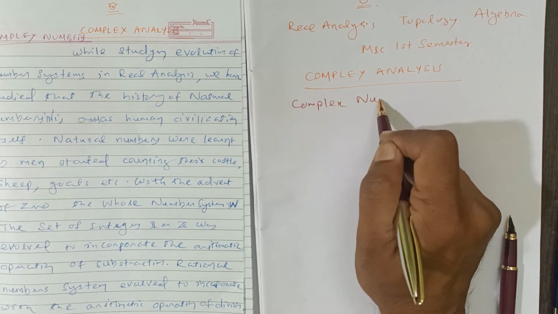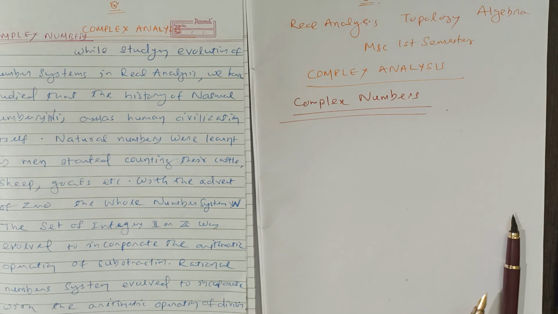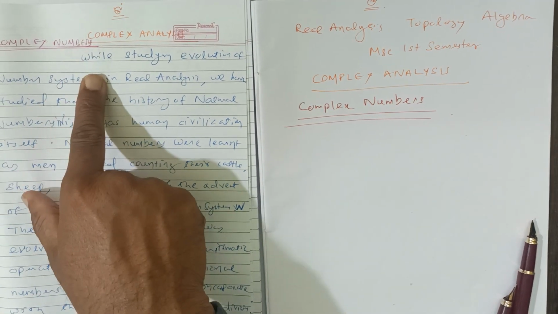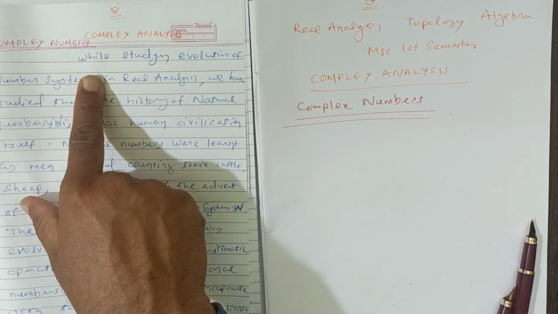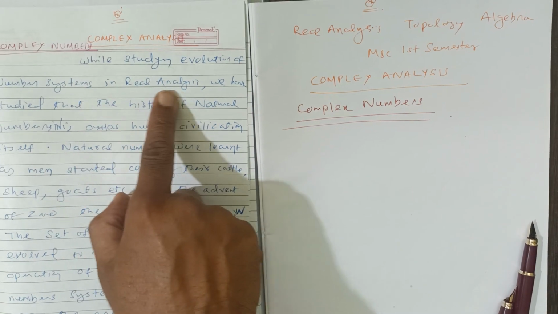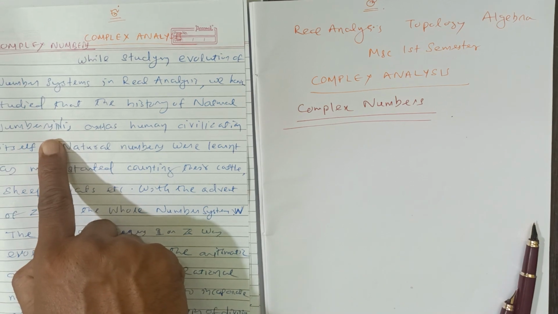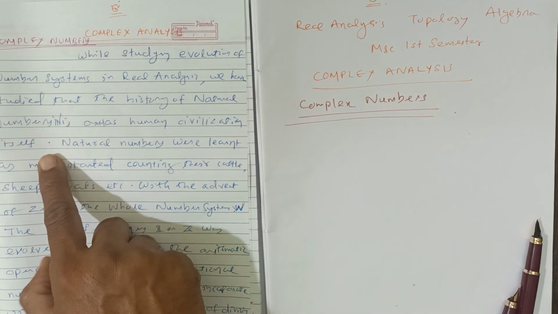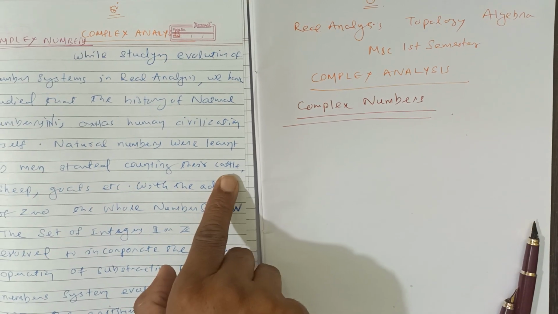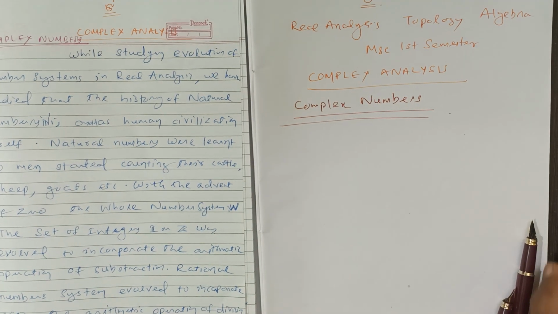Complex numbers. This is an introduction. Friends, complex numbers, we will study their evolution. While studying the evolution of number systems in real analysis, we have studied that the history of natural numbers is as old as human civilization itself. Natural numbers were learned as men started counting their cattle, sheep and goats, etc. That's why natural numbers are also known as counting numbers.